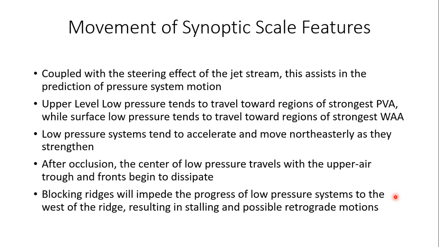Low pressure systems tend to accelerate. They move northeasterly in the northern hemisphere as they get stronger. We talked about blocking ridges, which impede the progress of low pressure systems to the west of the ridge. Sometimes that results in a stalling weather pattern and possible retrograde motions.